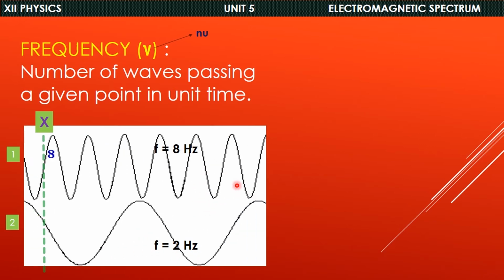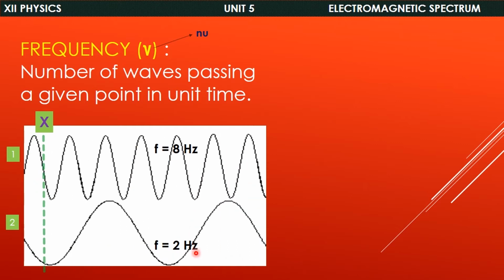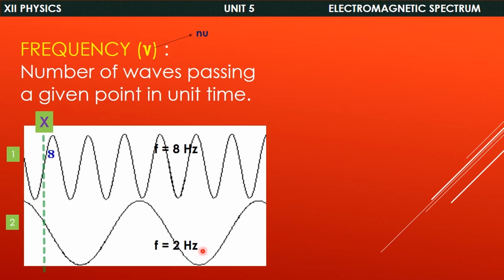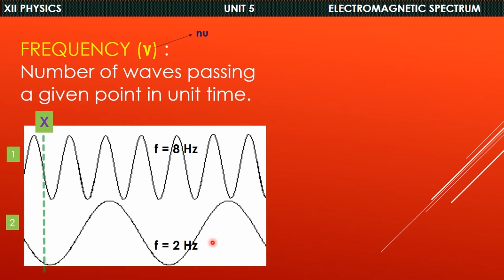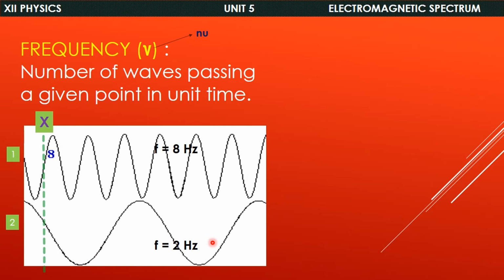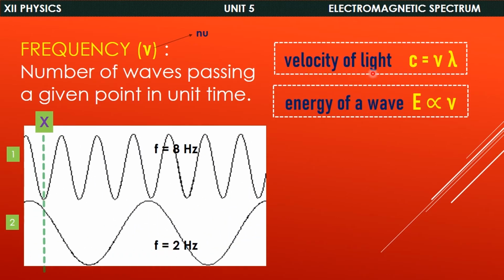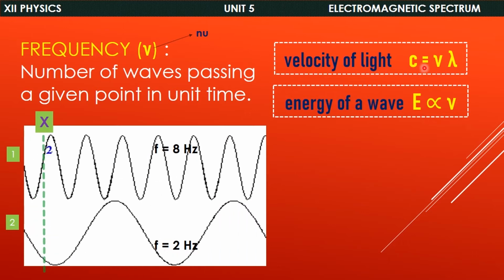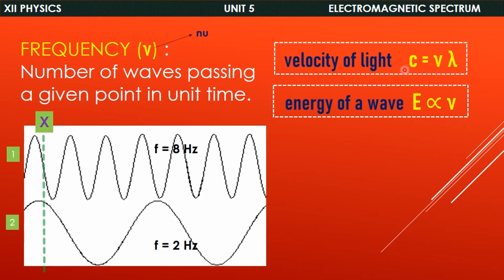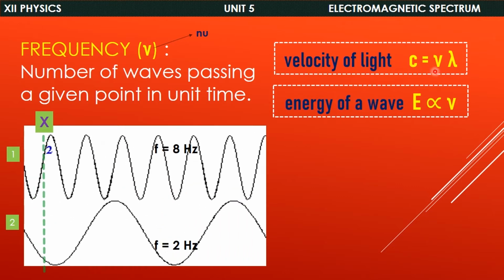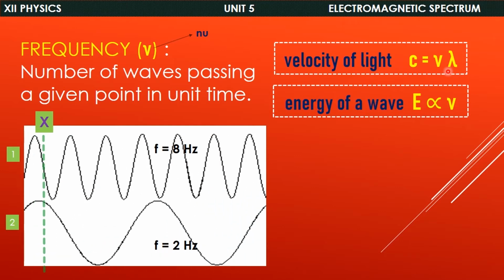So, the first wave has shorter wavelength and higher frequency. The second wave has longer wavelength and lower frequency. How are the frequency and wavelength related? We know that the velocity of light is given by c = nu lambda, where c is a constant and it is the velocity of light, nu is the frequency, and wavelength is denoted by lambda.